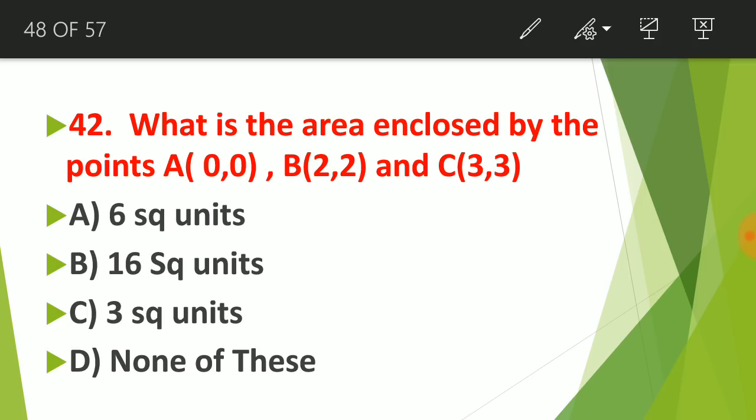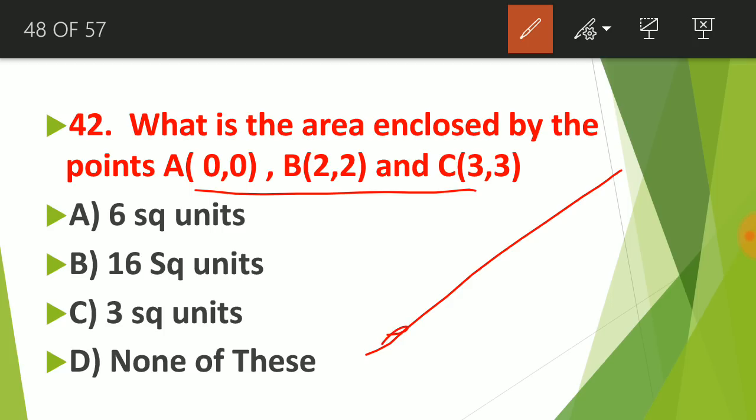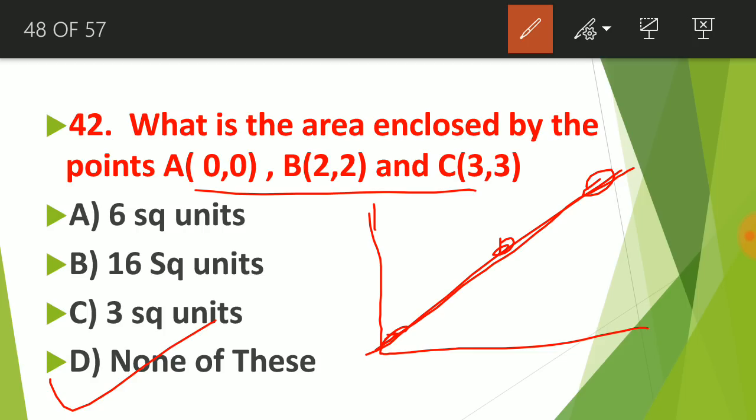Now question number 42. What is the area enclosed by these points? For this question, I know that most of the students will start to solve it by using the area formula. But see, if this is 0, 0, 2, 2 will be here, 3, 3 will be here on the x and y axis. So this will form a straight line, and a straight line does not include any area. So the area will be 0 in this case. 0 is not in our option choices. So none of these is the answer for question number 42.